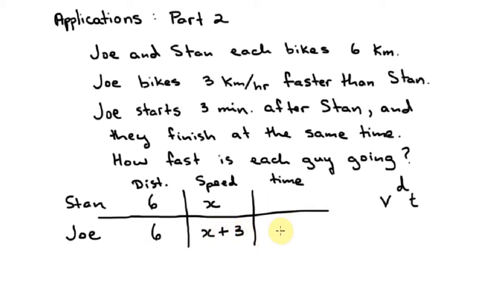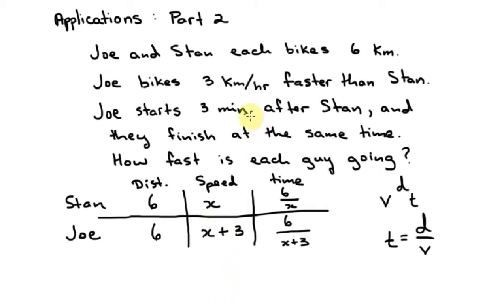As for time, what I'm going to use is the relationship over here that distance divided by speed equals time. If you just take a distance and divide by the person's speed, that's equivalent to time. So here we have Stan, and that's 6 divided by x, okay, distance over speed. And down here this would be 6 divided by x plus 3. Okay. So now that I've filled in my table, I'm going to try to make an equation.